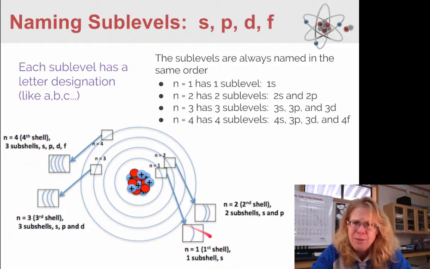4S, 4P. Wow, I forgot to fix this. 4S, 4P, 4D, and 4F. No, 4, 4, and 4. Sorry, 4S, 4P, 4D, 4F.